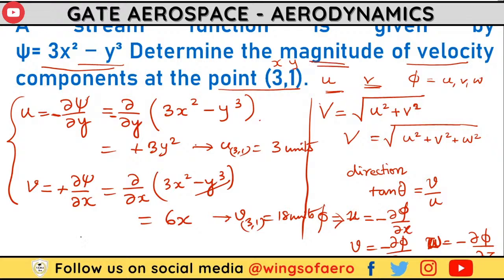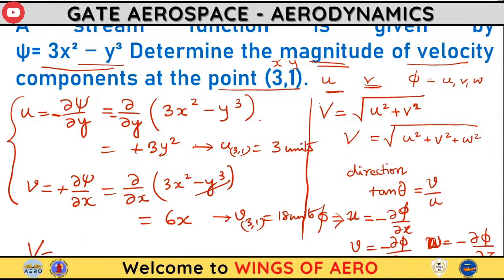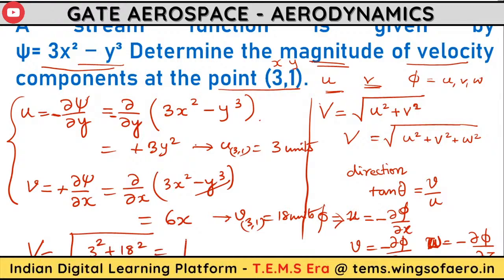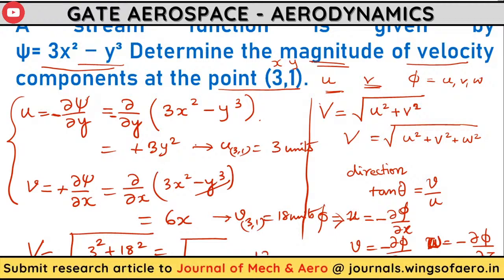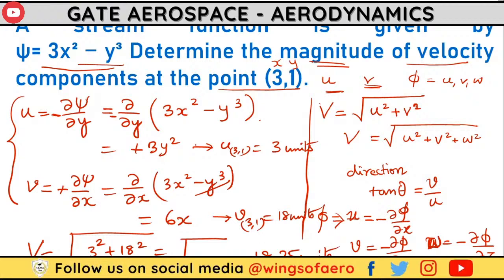The magnitude. To find out the magnitude, that means you have to do root over 3 square u plus 18 square v. So what? 18.248. Okay, it's root over, or the total answer you're telling? Total answer, 18.248, so about 18.25 units.